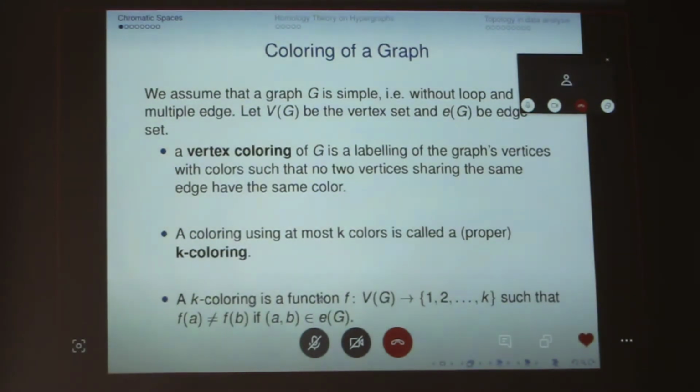So mathematically, a K-coloring should be, the definition will be, a function from the vertex set of the graph G to the numbers 1 to K. Now there's a rule: if two vertices A, B are joined by an edge in the graph, then the values of A and B are different. I think that should be a correct understanding of coloring.